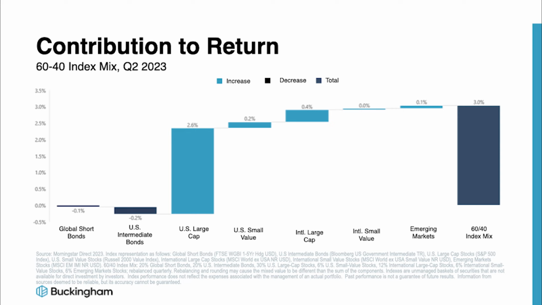Diversifying stocks across geographies and investment styles contributed to positive returns, while an allocation to bonds detracted from them this quarter. This resulted in the 60-40 index mix achieving a return of 3% versus the U.S. total market return of 8.4%. The portfolio captured a portion of the stock market's appreciation while controlling for risk.